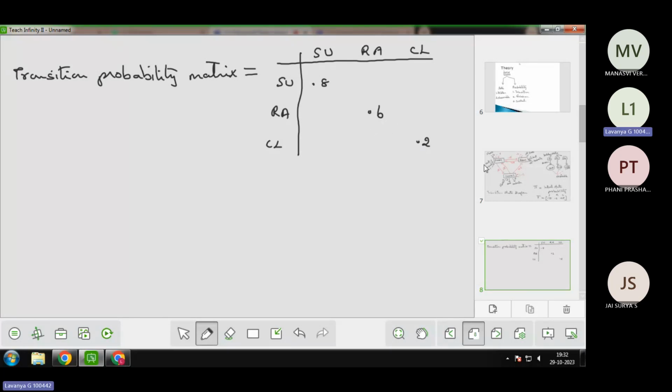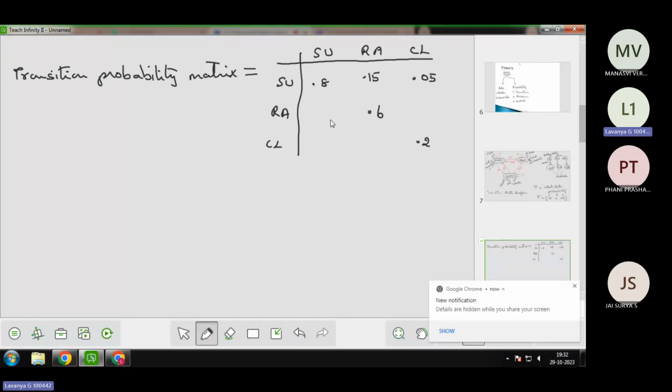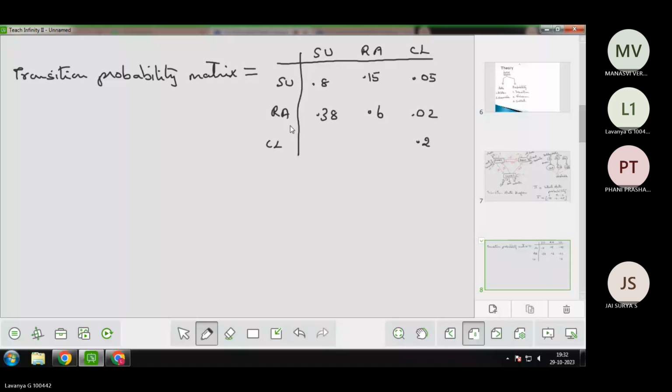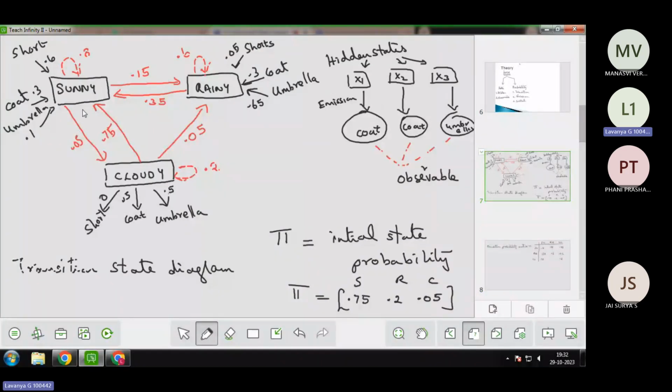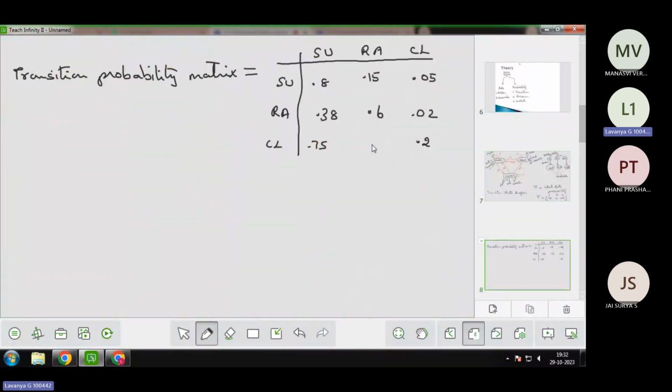Then sunny to rainy is 0.15. Sunny to cloudy will be 0.05. Then rainy to sunny is 0.38. Rainy to cloudy is 0.02. Cloudy to sunny from the figure is 0.75. Cloudy to rainy is 0.05. So this is your transition matrix.